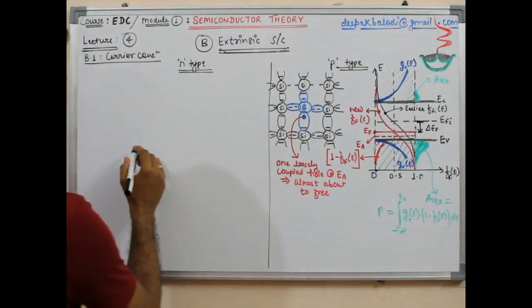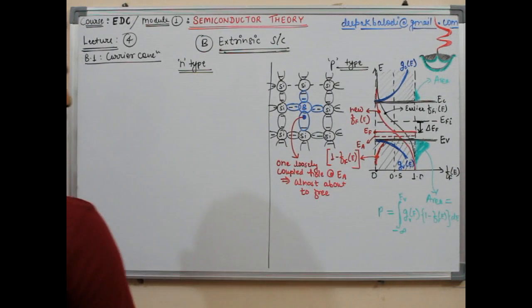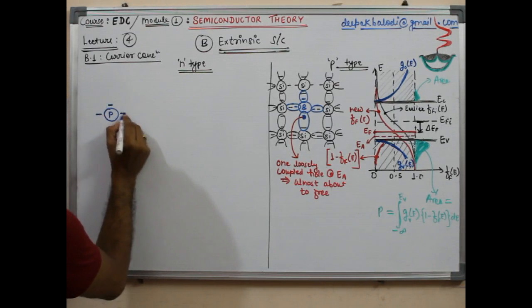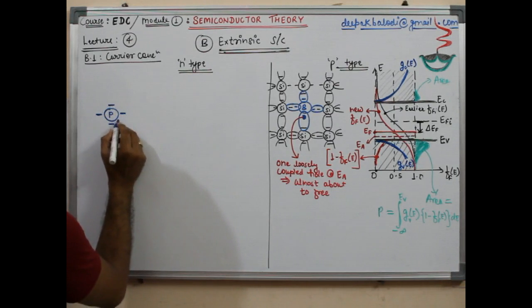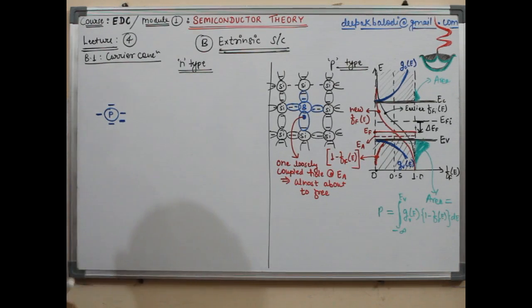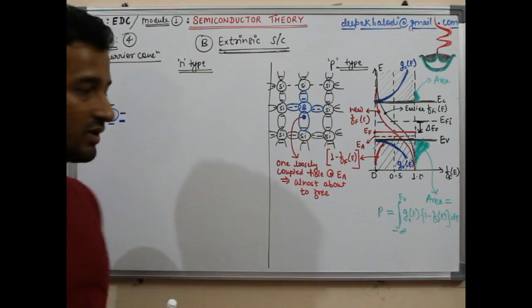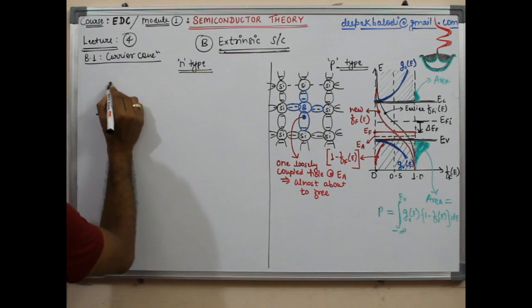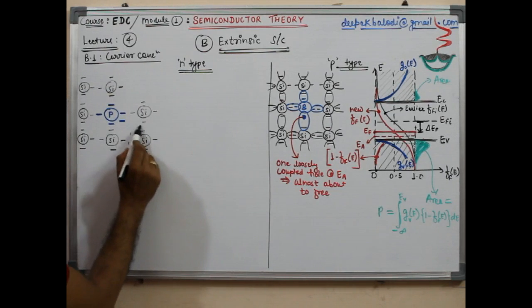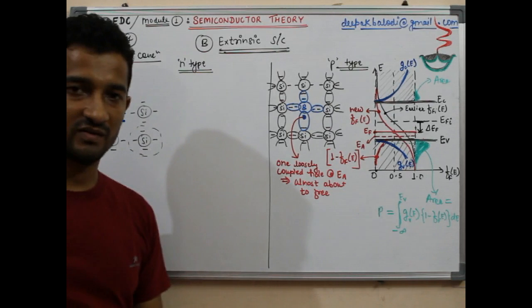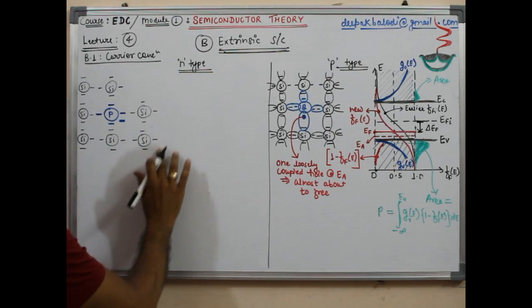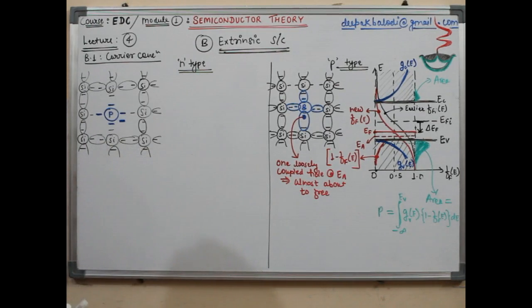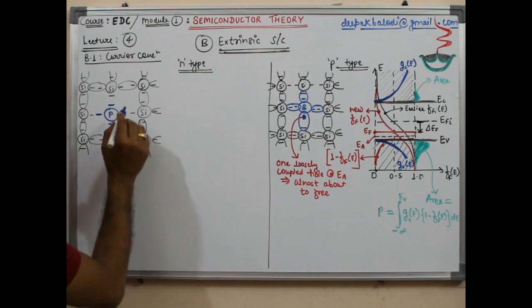So for an n-type, let me indicate one impurity atom, let's say. First of all, in between there is one phosphorus atom which has 5 electrons. Out of that, one electron, let's say, is this. So these are 5 electrons, out of which 4 electrons find well synchronism with the covalent bonds with their neighbor silicon atoms. If you notice any silicon atom, in the outermost shell there are 4 valence electrons, so they are in well coordination with the covalent bonds like this. And these 4 bonds are well maintained.